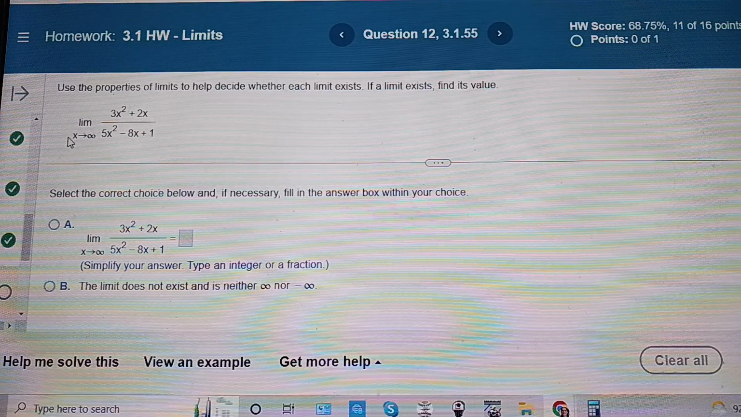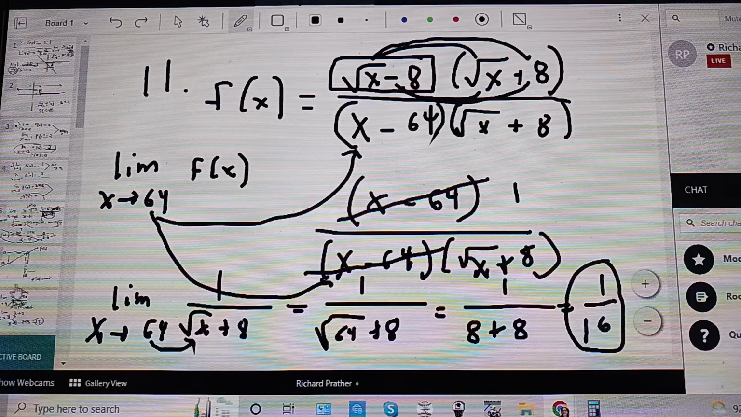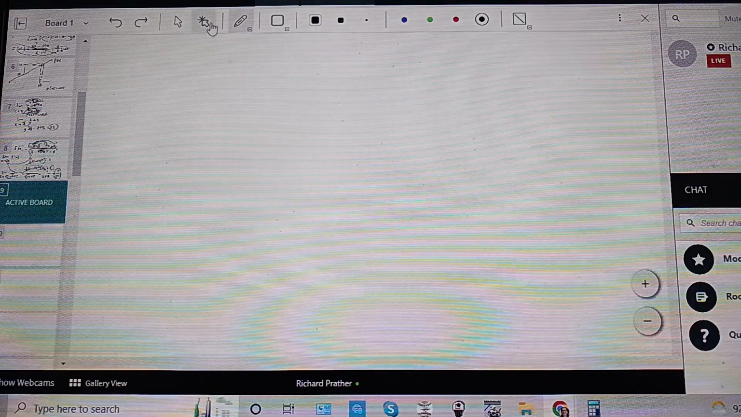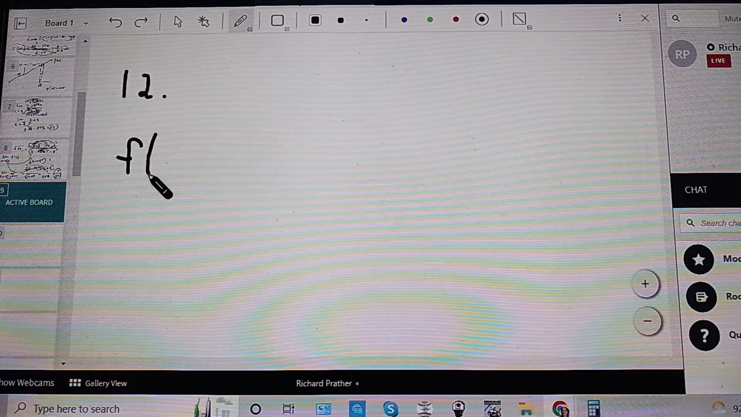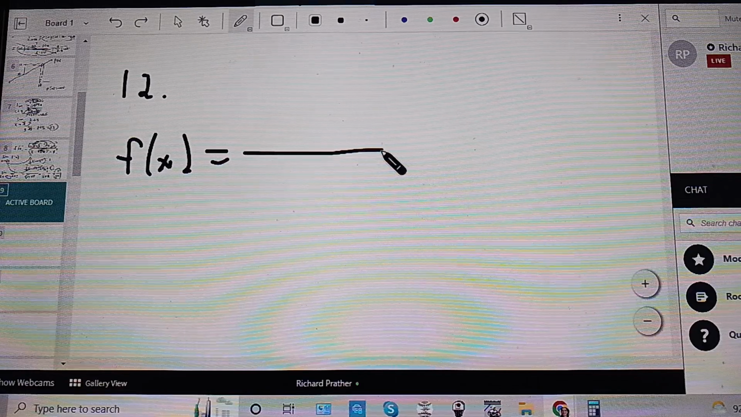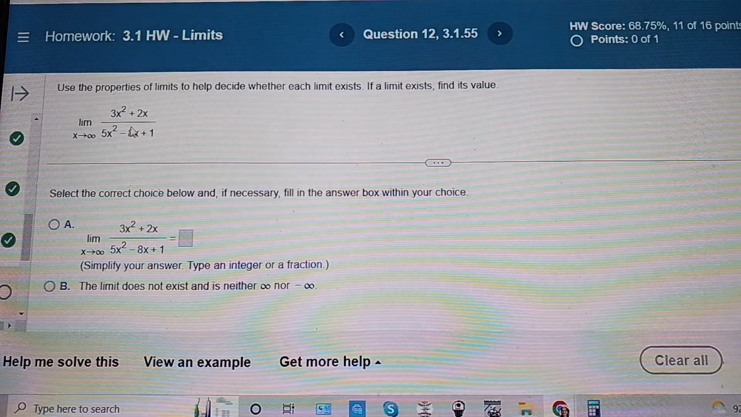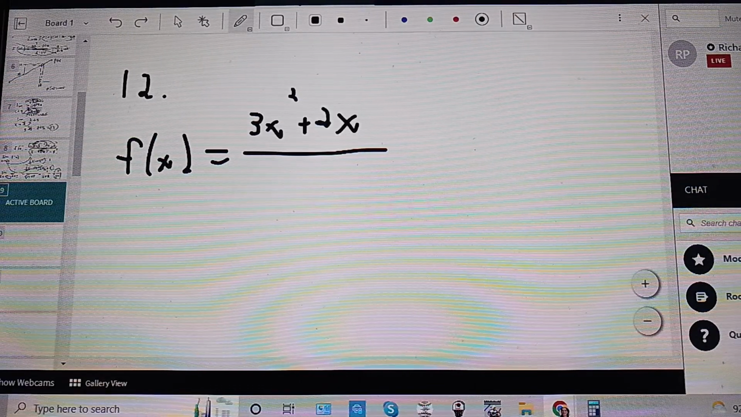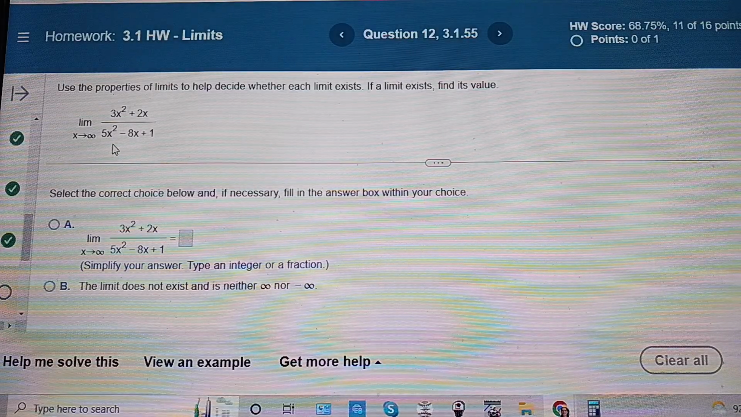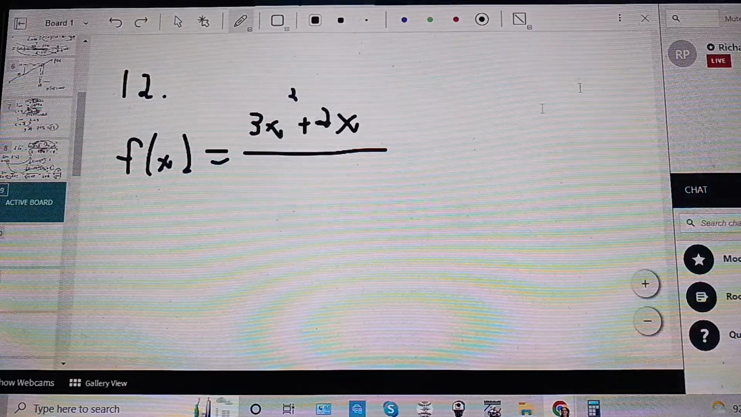Okay, now back to limits at infinity. How do we do limits at infinity if we get something that's maybe too complicated to graph? Because we did one of these earlier where the graph was given to us. So what if our graph just is going to be too long or too hard to do? But I do have a rational function here that helps. 3x squared plus 2x, and then the denominator is 5x squared minus 8x plus 1.